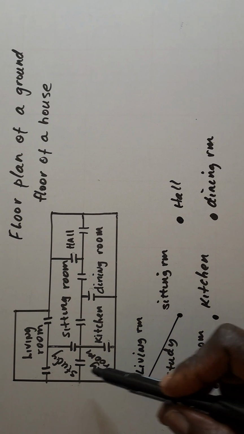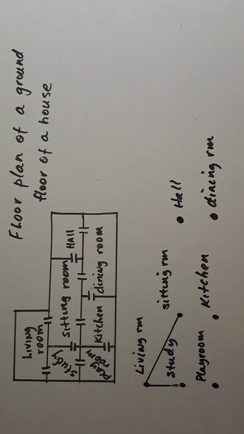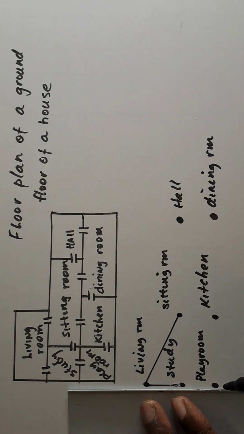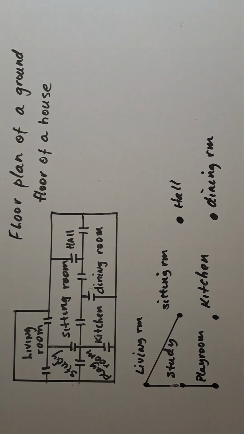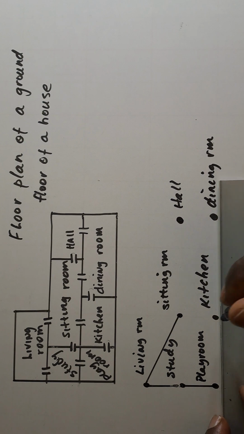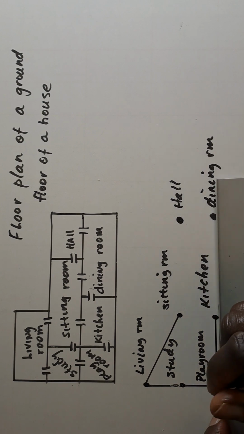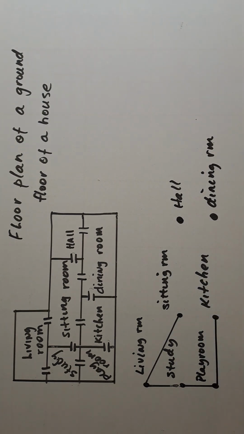From the study, we can get to the playroom. So there's one edge connecting the study to the playroom. From the playroom, we can get to the kitchen to the right. And so we have one edge going along here.